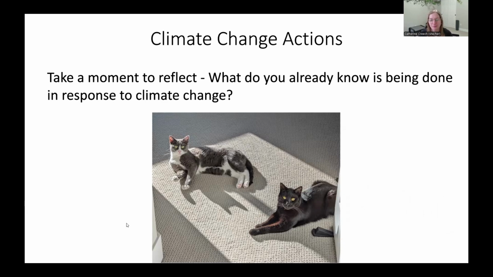I want you to take a moment and think about what do you already know that's being done in response to climate change. These are called climate change actions, and we're going to go through a couple that are being done in Oregon and what's being done nationally and what we can do as individuals. But please take a moment and reflect. What do you already know?